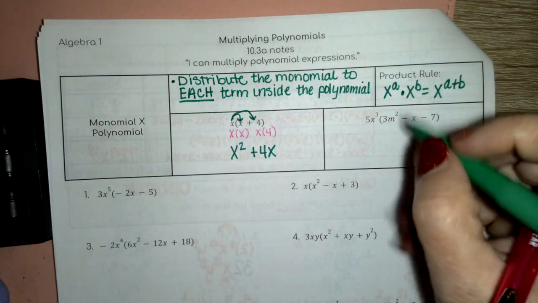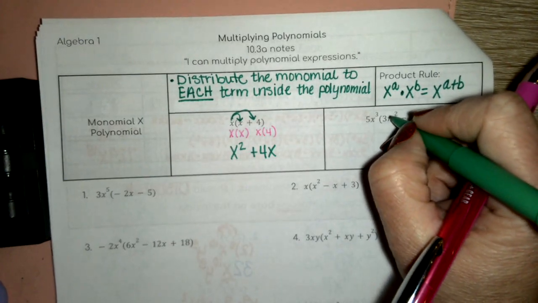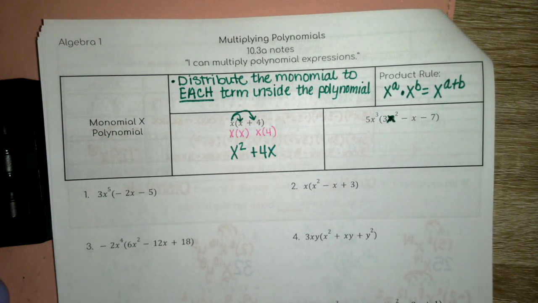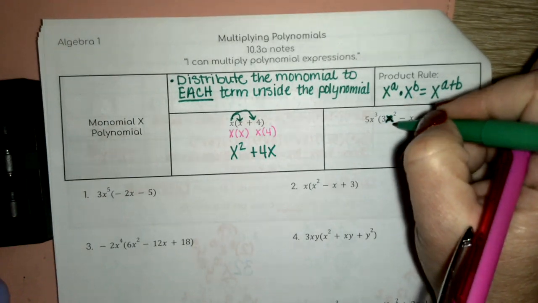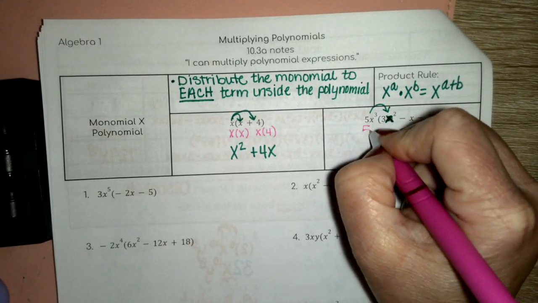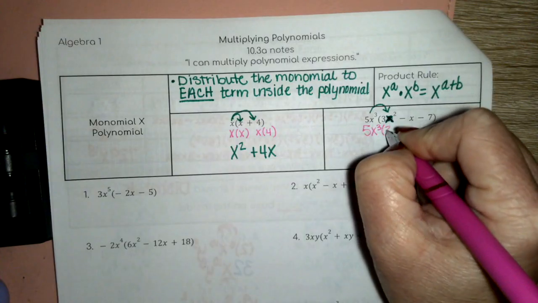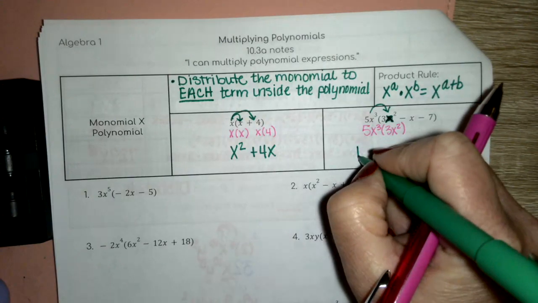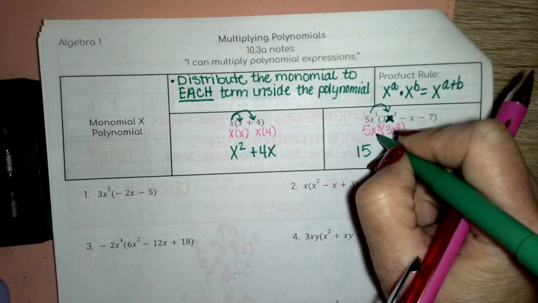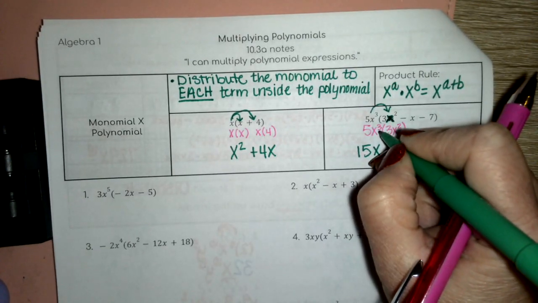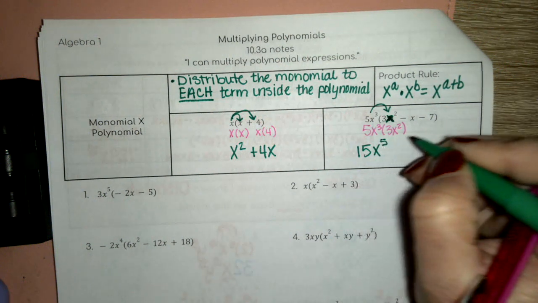Moving on, there is a typo here, so you need to change that m to an x. That's my x. So on this one, we're going to take 5x cubed times 3x squared. And 5 times 3 is 15. And then x cubed times x squared, you're going to add those exponents together. 3 plus 2 is 5.